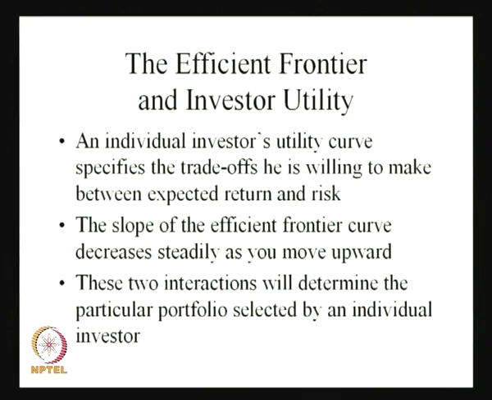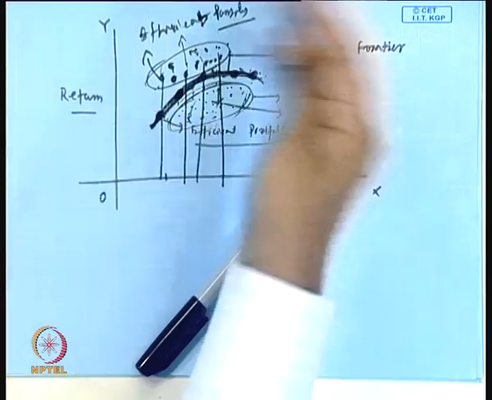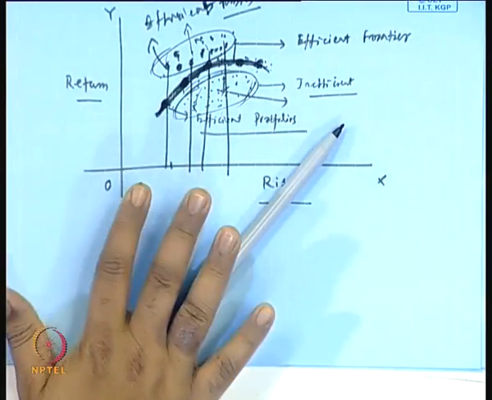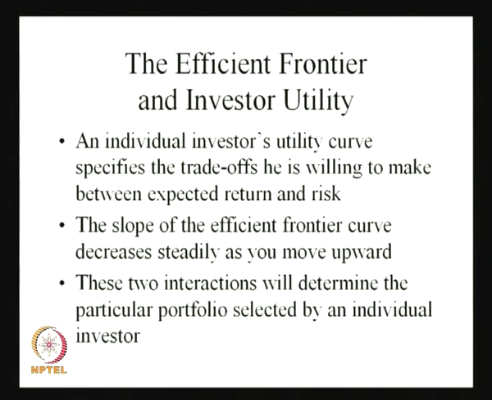Already I have told you that from this risk return trade-off you can have different combinations of assets, and from the different combinations you have different levels of risk and return. The portfolio you have taken can maximize your utility on the basis of that level of risk and return. So in this context you have to make a relationship between the efficient frontier and the investor's utility function. The investor's utility curve specifies the trade-off he is willing to make between expected return and risk.